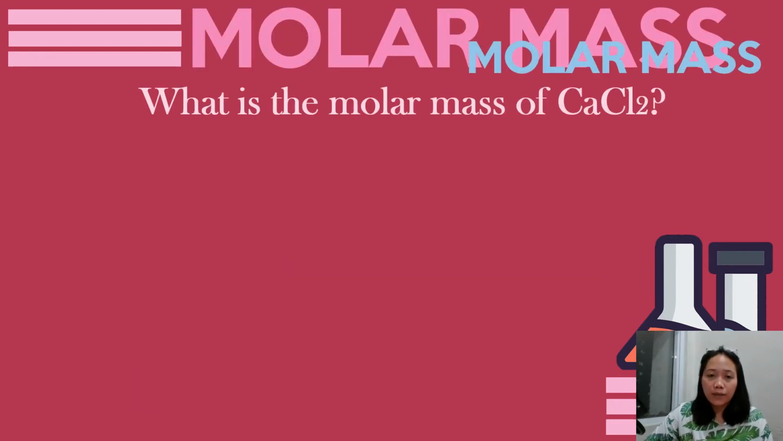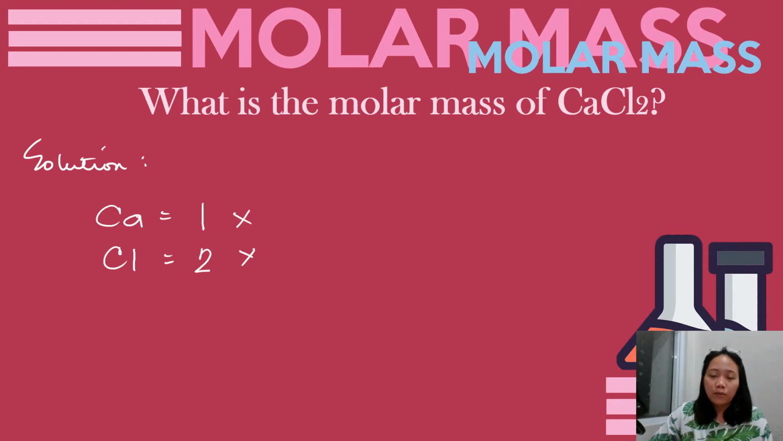So we have here a question. What is the molar mass of your calcium chloride? So again, in your solution proper, you identify what are the elements involved in the compound. And in this case, we have calcium and chlorine. Next step is to identify how many atoms are there. Calcium has 1 and chlorine has 2 atoms. Multiply them both by their respective molar masses.